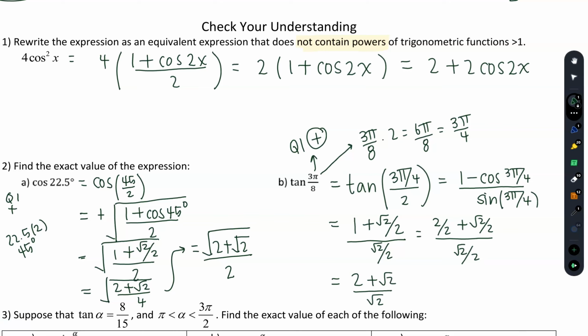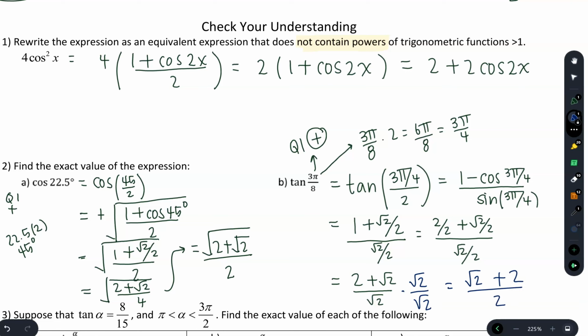We like to rationalize this, so we do want to multiply by square root of 2 over square root of 2. And when I do that, I'll have square root of 2 plus 2 all over a 2. Oh no, hold on. 2 square root of 2. Whoops, sorry. 2 square root of 2. And then what happens to my 2? So that ends up being square root of 2 plus 1.